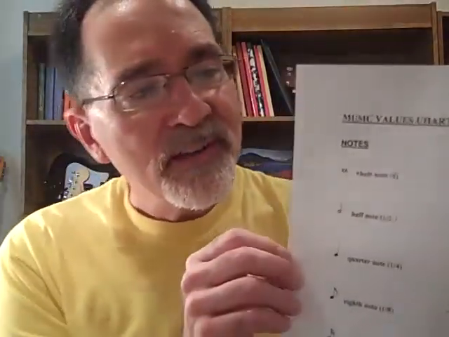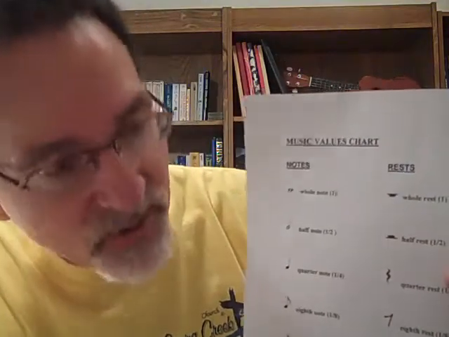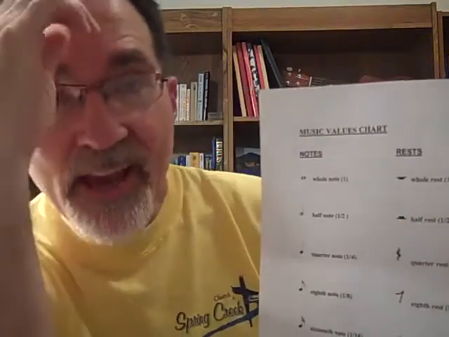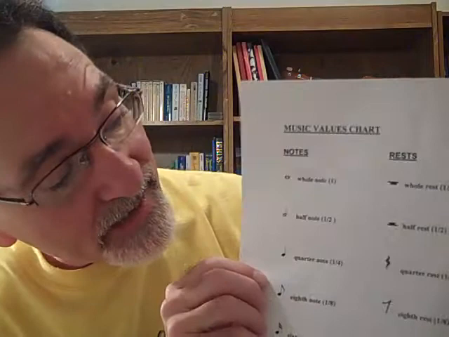Now, you need to know that playing notes is not what music is all about. Part of the time we're silent, and we call that a rest. So for each one of these notes, there's an equivalent rest. The whole note has a whole rest that looks like a hat that's tipped over. The half note has its equivalent half rest. It looks like a hat on somebody's head.